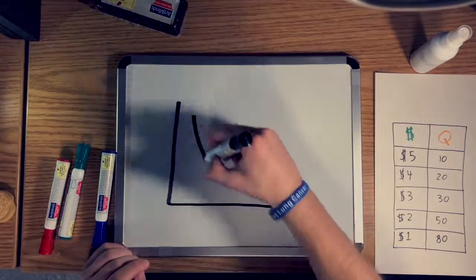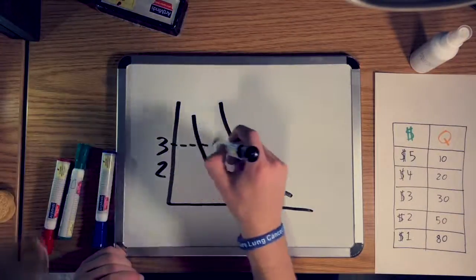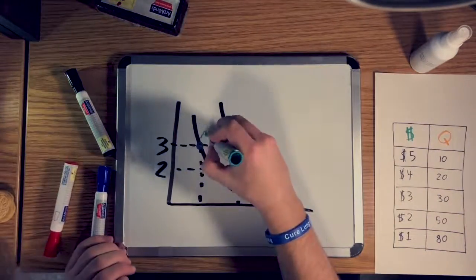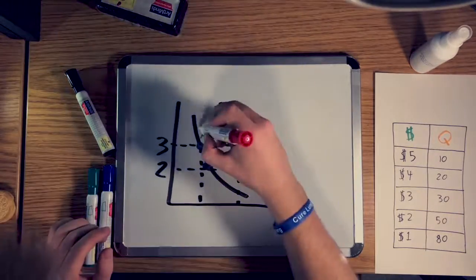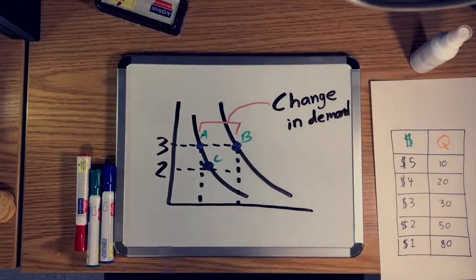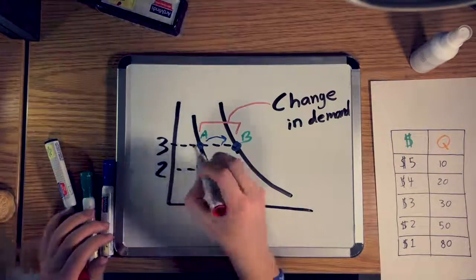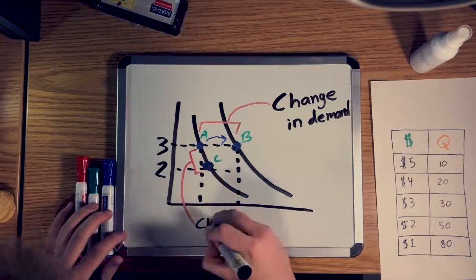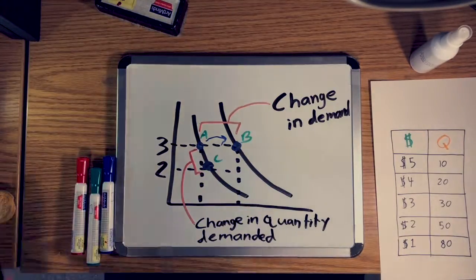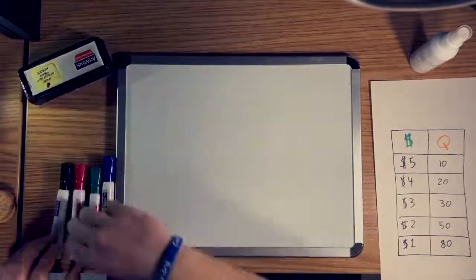Now let's talk about a little bit more complicated of a topic: the change in quantity demanded versus the change in demand. Drawn here are 3 points, A, B, and C. Between A and B, we have a change in demand. This is when the entire demand curve shifts out. Price stays the same, demand increases. Between A and C, we have a change in quantity demanded. This is when the price changes and the demand shifts along the demand curve.